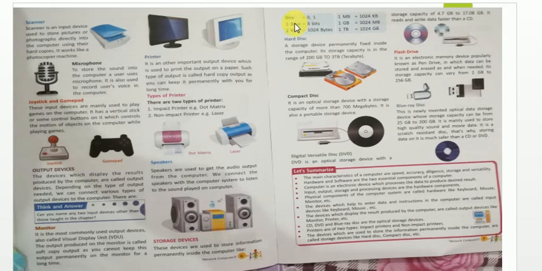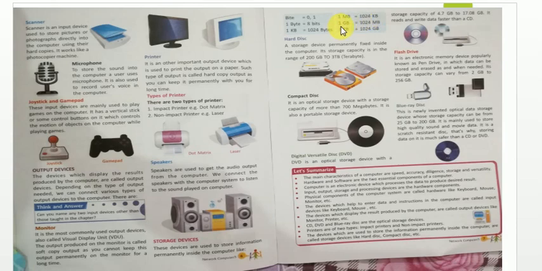So here also you can say that 1 byte is equal to 8 bits. 1 KB, where KB is the abbreviation of kilobyte. 1 kilobyte is equal to 1024 bytes. 1 MB, where MB is the abbreviation of megabyte. 1 megabyte is equal to 1024 kilobytes.